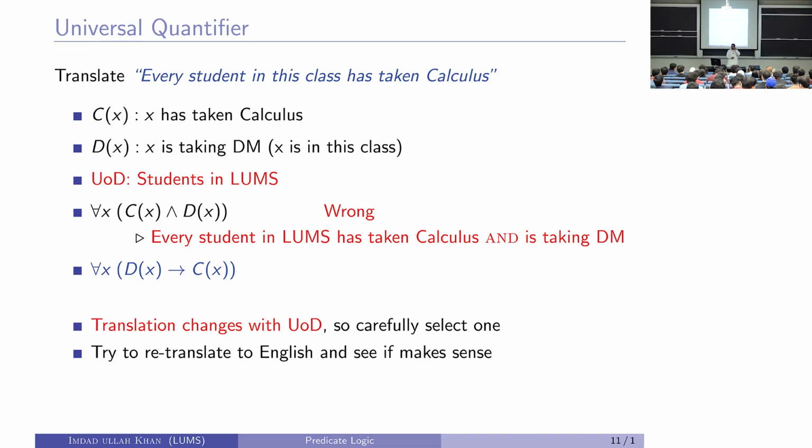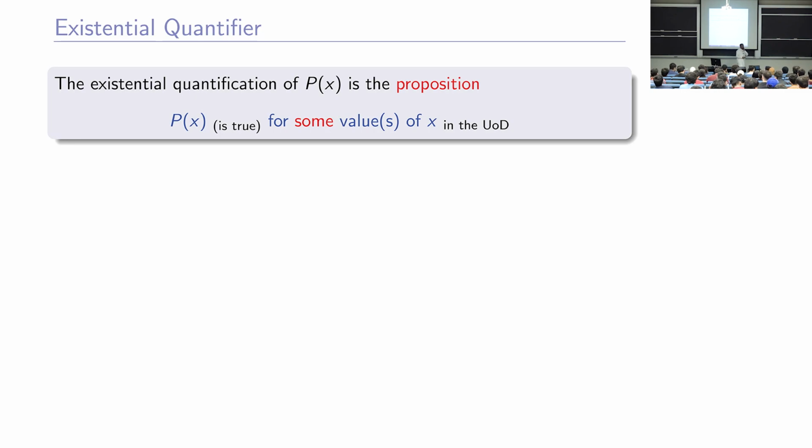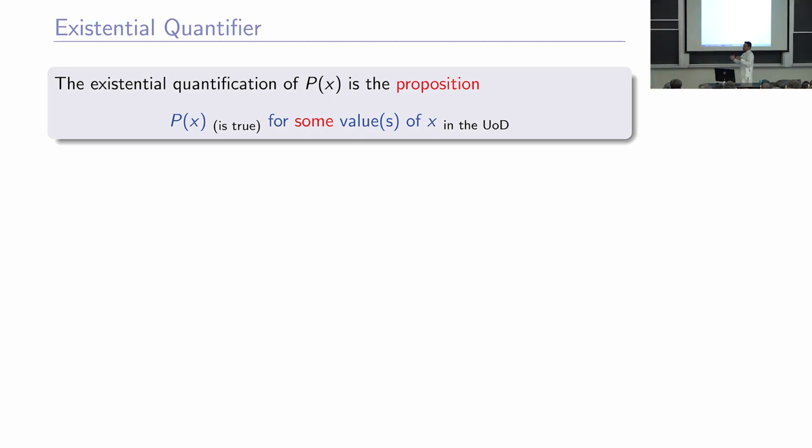We talked about the universal quantifier, and so let's do the next one, the existential quantifier. There are other types of statements we want to make. The existential quantification of a predicate P of x is used when we want to make a statement like this. If I want to say P of x is true for some value of x in the universe of discourse, then I say there exists x, P of x, right? I use the existential quantifier.